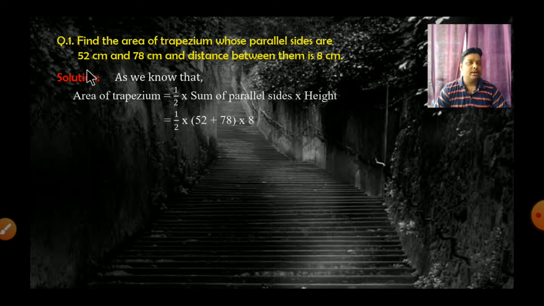The sum of these two, 52 centimeter and 78 centimeter. So 52 plus 78, and we will keep it in the bracket. Okay, and outside we can write into height. It means height is what? Height is the distance between them, 8 centimeter.